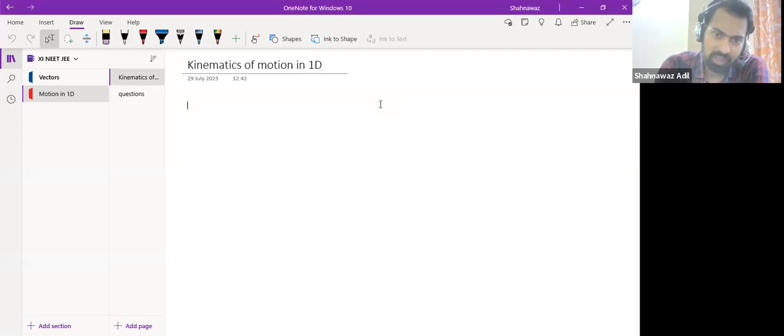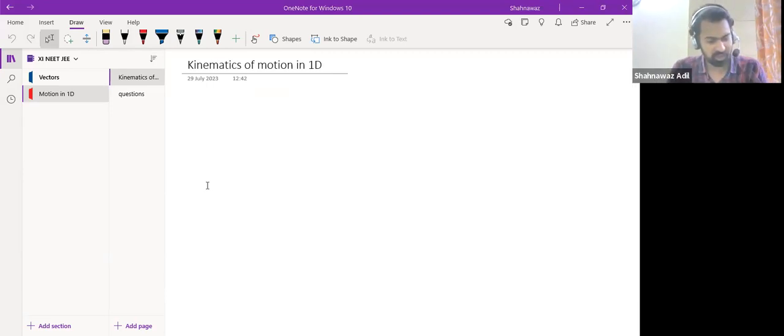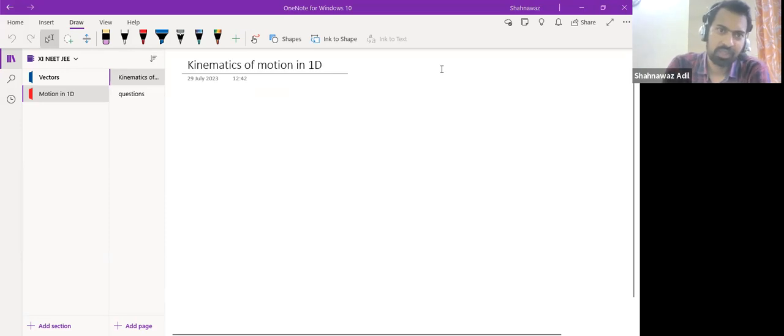We'll start with the second chapter, which is motion in a plane. Let us recall what the initial formulas were, and then on the basis of that, we'll do some questions. First one.